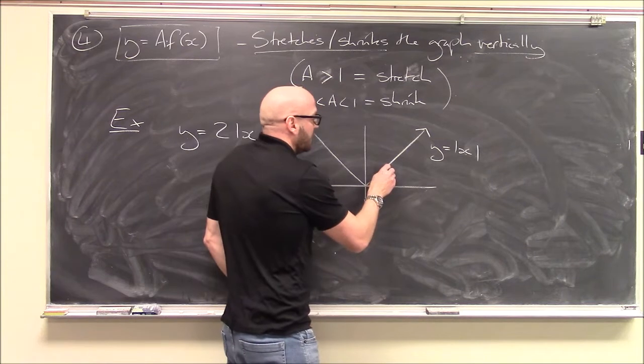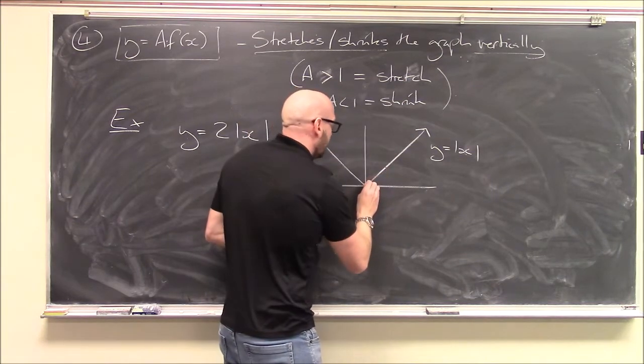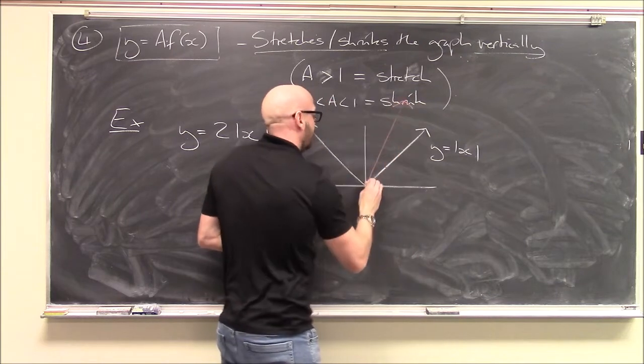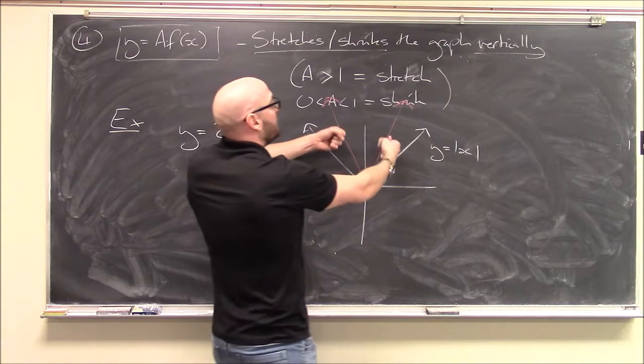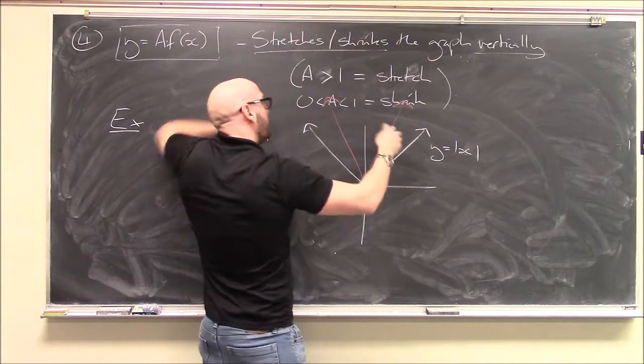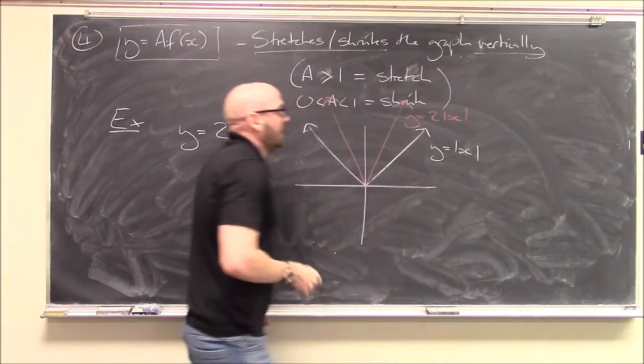So all of the corresponding y values here become twice as big, and if I stretch this vertically, we get a picture like this. All right, literally think of grabbing this picture and stretching it up vertically to get the graph of y is 2 times the absolute value of x.